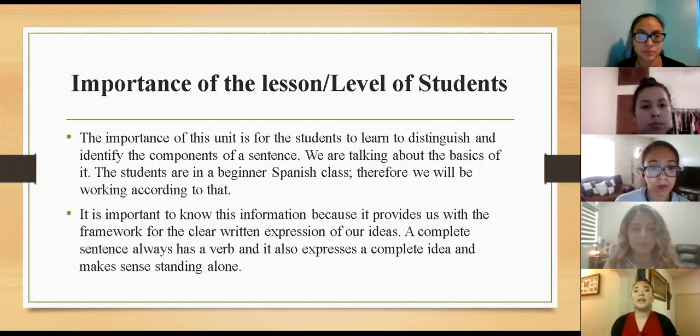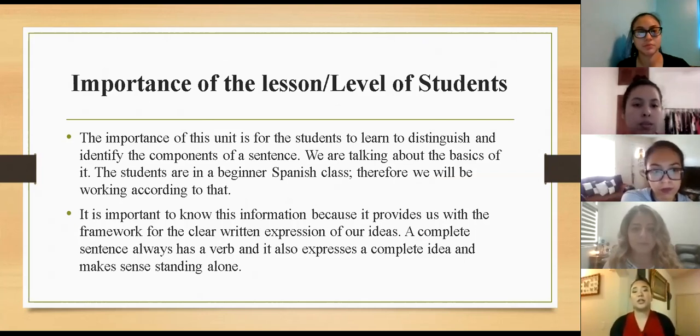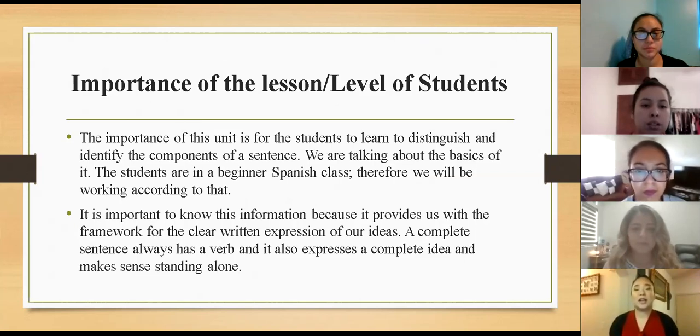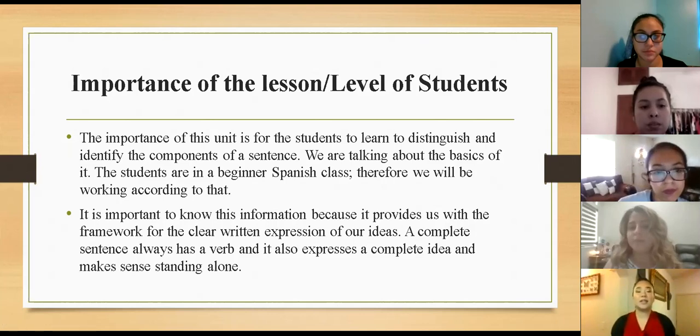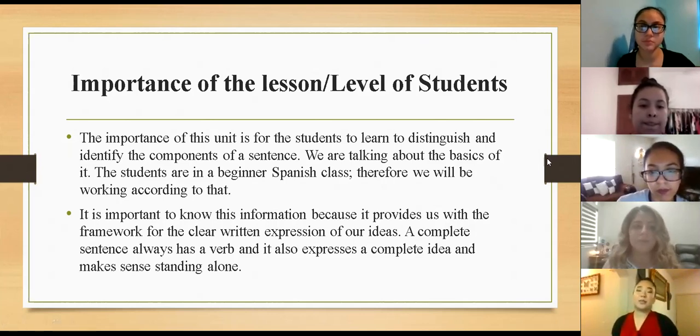The importance of the lesson and the level of the students. The importance of this unit is for the students to learn to distinguish and identify the components of a sentence. We are talking about just the basics of it. The students are in a beginner Spanish class, therefore we'll be working according to that. It is important to know this information because it provides us with a framework for the clear written expression of our ideas. A complete sentence always has a verb, and it also expresses a complete idea and makes sense standing alone.